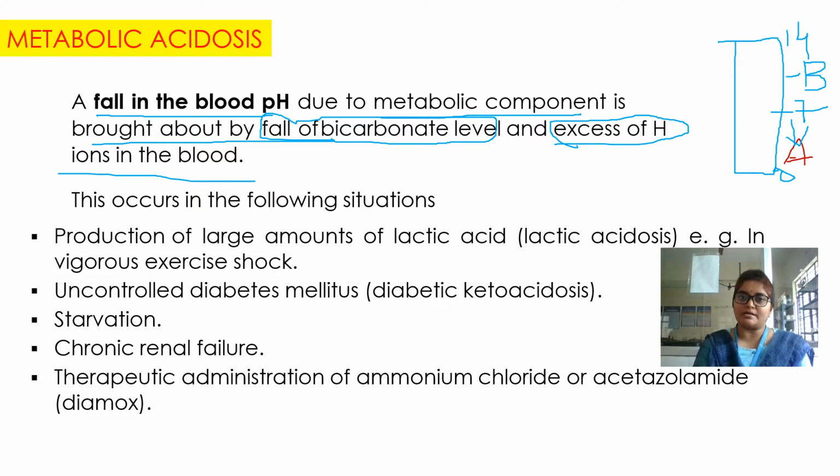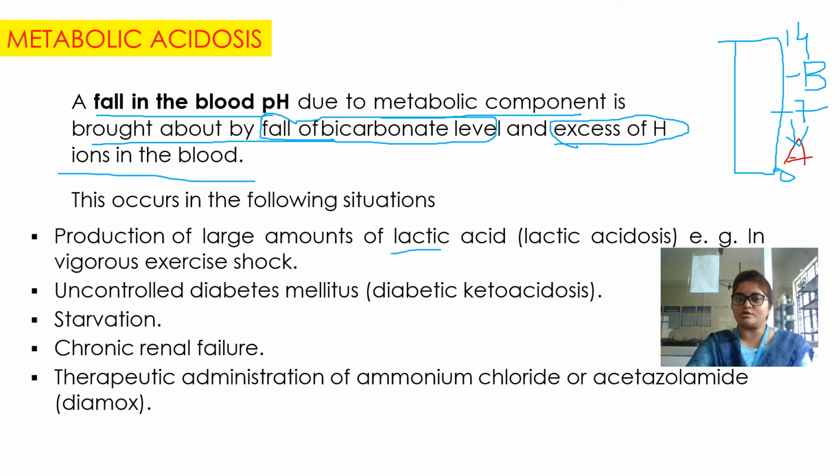So when it is becoming acidic, if there is a fall in the bicarbonate level or an increase in the hydrogen ion level, then the pH is going to fall. That means the pH of the blood is going to become acidic. So in which situations does the blood pH become acidic?